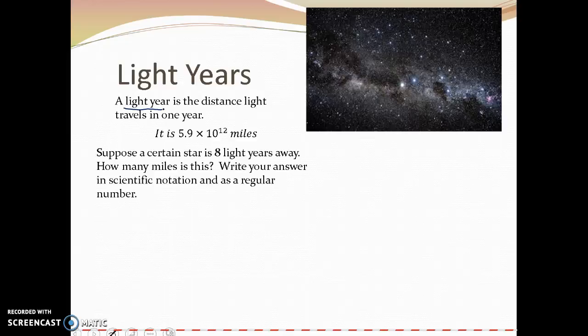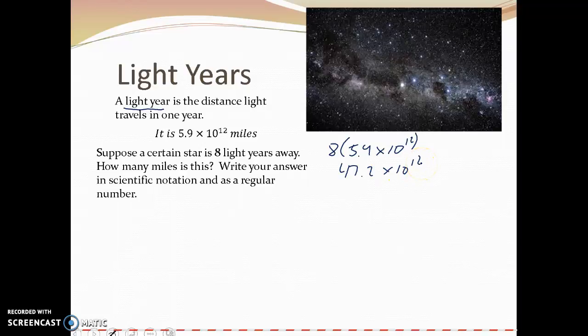Suppose that we have a certain star that is 8 light years away. So how many miles is this? We want to write our answer in scientific notation and as a regular number. What that means is we're going to take 8 times the 5.9 times 10 to the 12th. So we're going to multiply the 8 times 5.9 first, and 8 times 5.9 is 47.2, and then we have times 10 to the 12th.